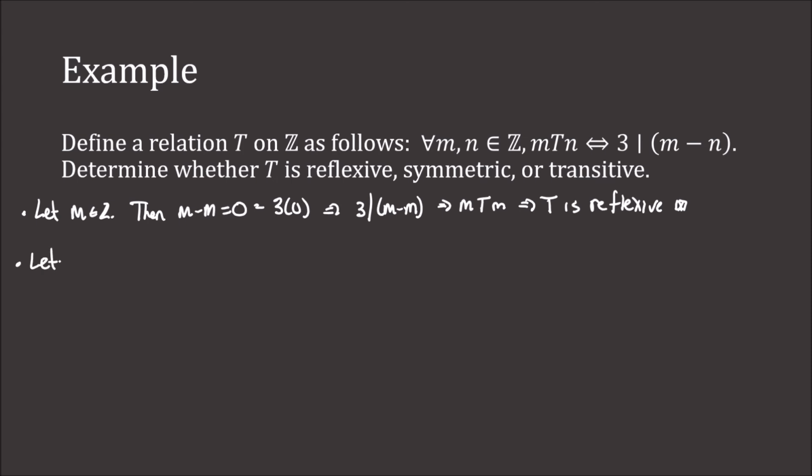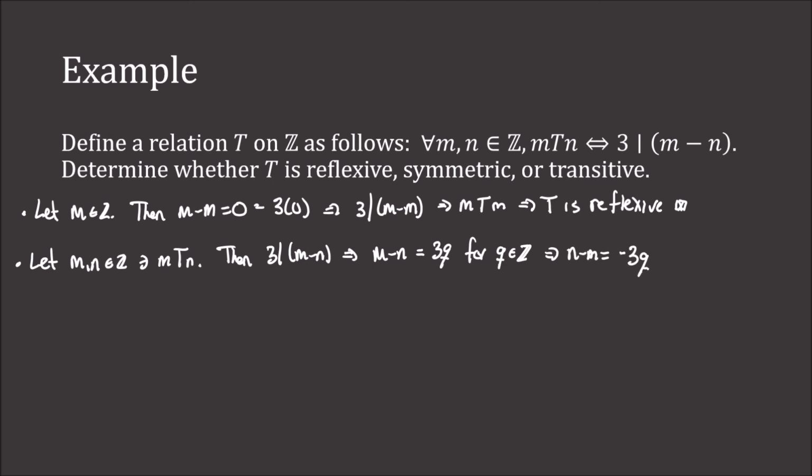Now, let m and n be two integers such that m is related to n, then 3 divides m minus n, which means that m minus n would be equal to 3 times some integer q. This would imply that n minus m is negative 3q, which we can write as 3 times negative q. But negative q is an integer, so this means that 3 divides n minus m, which means that n is related to m, and so T is symmetric.